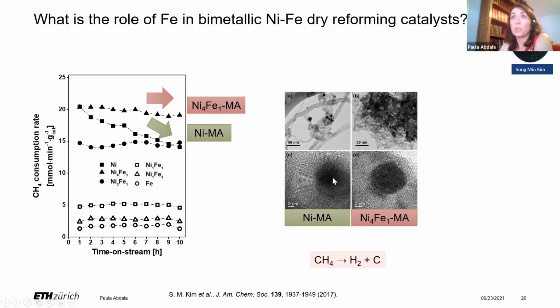Here I show the TEM of the spent nickel-based and nickel-iron-based catalysts. In the nickel-based catalyst, you can see there is a crystalline shell covering the particles. This is graphitic coke, and it has led to the deactivation of this catalyst. On the other hand, we don't observe such a shell in the case of the nickel-iron catalyst. So we wanted to learn more about how iron acts to prevent the formation of this graphitic coke.